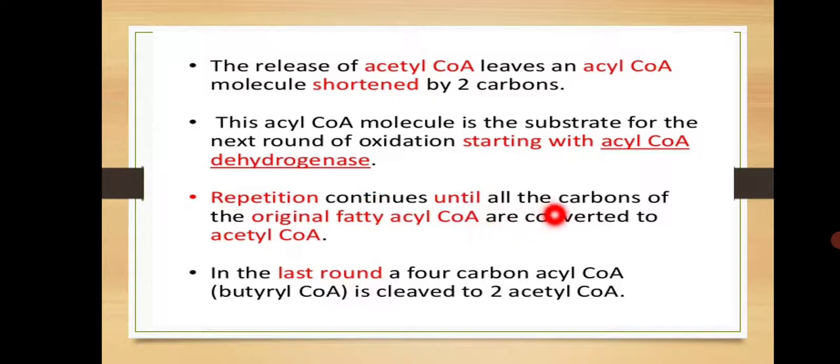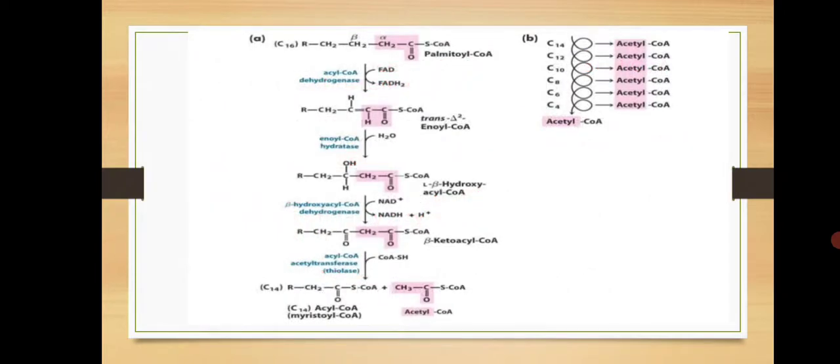Repetition continues until all the carbon of the original fatty acyl CoA are converted to acetyl CoA. In the last round, a 4 carbon acyl CoA, butyryl CoA, is cleaved to 2 acetyl CoA. Means from the long chain of fatty acid, we get very short, 2 carbon unit fatty acid. Okay, so that is the overall way of beta fatty acid oxidation. I hope it is clear to you. Thank you.